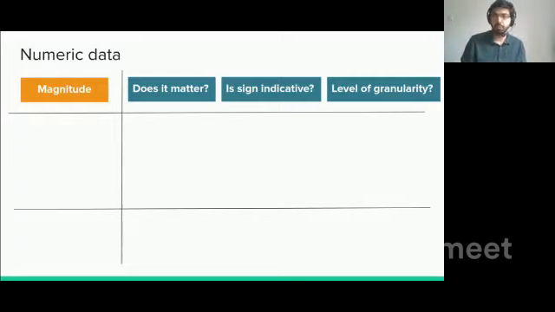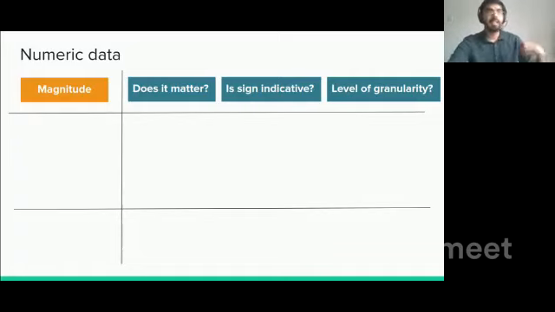And how does that influence the magnitude, right? So by doing that, does your magnitude increase a lot, or does it remain unaffected? So all these are questions that you would want to ask when you look at a numeric column in your data set when you're feature engineering.